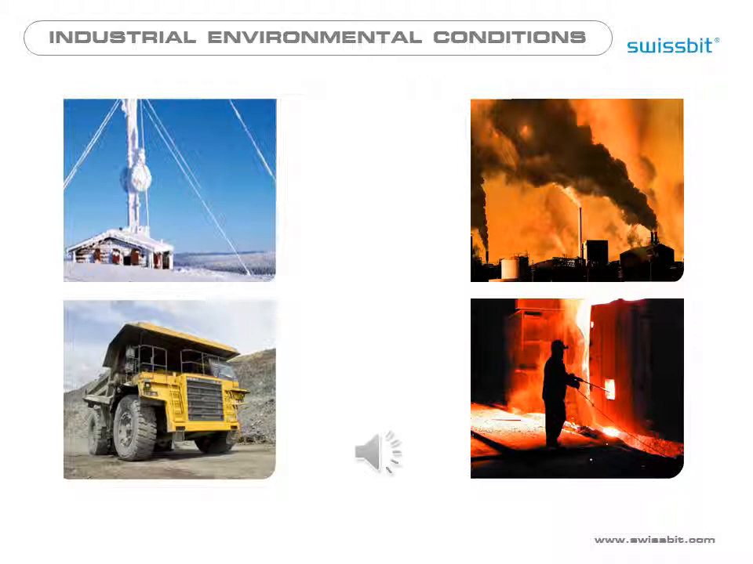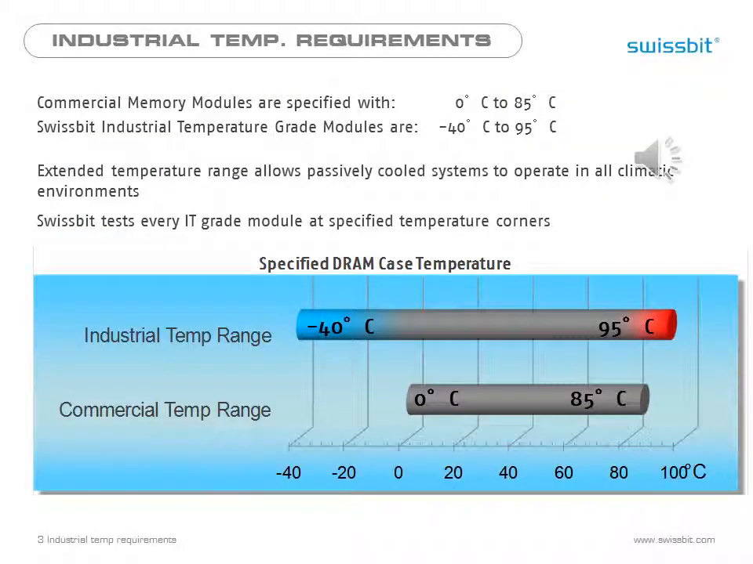Last but not least, memory modules can be found in environments where aggressive gas or high humidity cause corrosion of unprotected electronic components. Swissbit offers conformal coating of their modules to guarantee a long lifetime even under such unfriendly environmental conditions. DRAM cells are very sensitive to high temperatures.